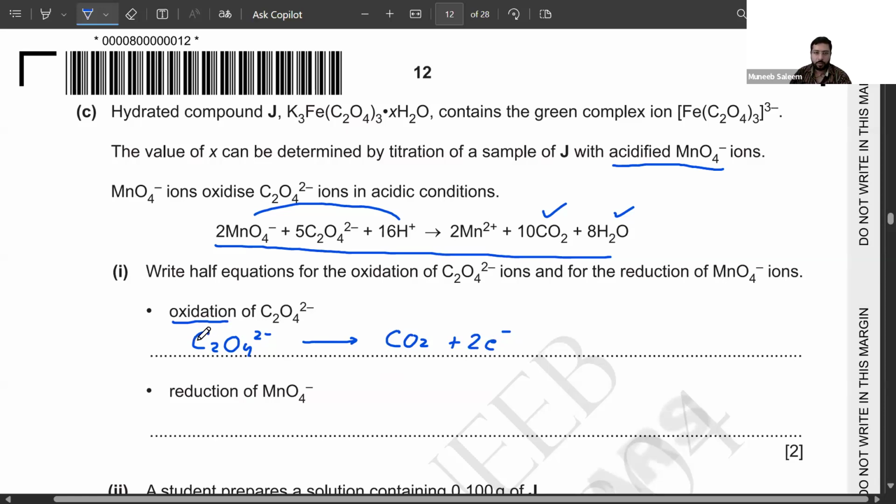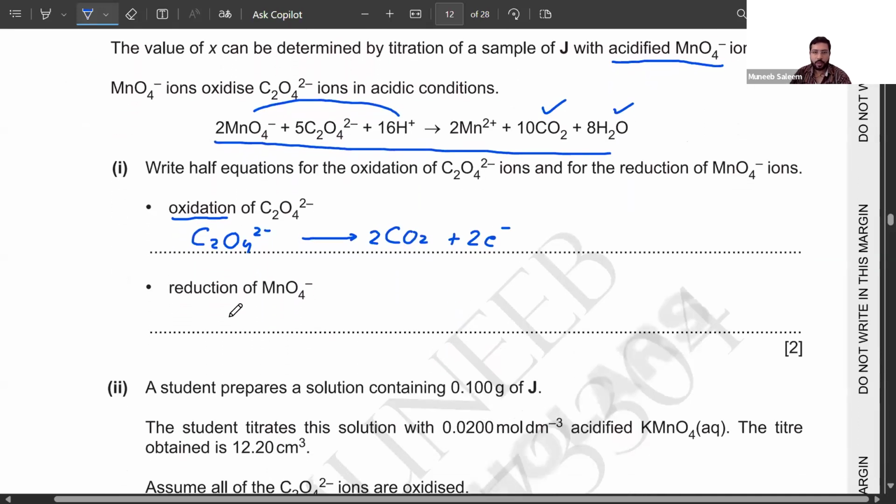Now check the number of atoms of the elements. Since it is C2, I have to write 2 in front of CO2 to make it balanced. So the 2 carbons are balanced and also the oxygen atoms are balanced. Now this is the final answer for this oxidation. Now the reduction of the MnO4 minus ion. The permanganate ion must be reduced, which means I have to add electrons here, but in the presence of hydrogen ions, because it said acidified. So plus hydrogen ions, along with that, electrons are added.